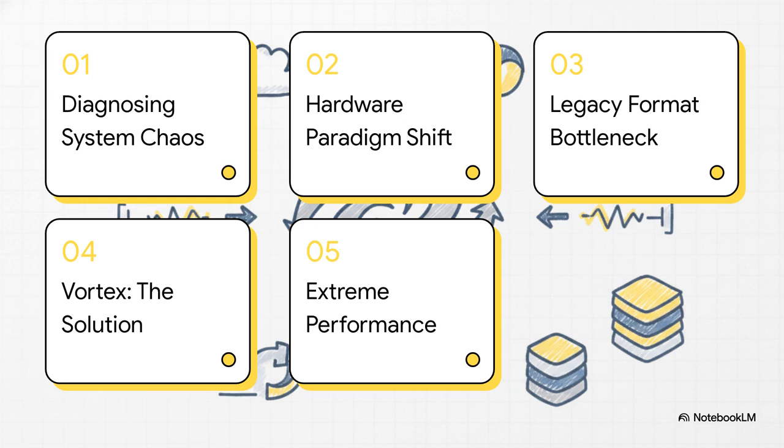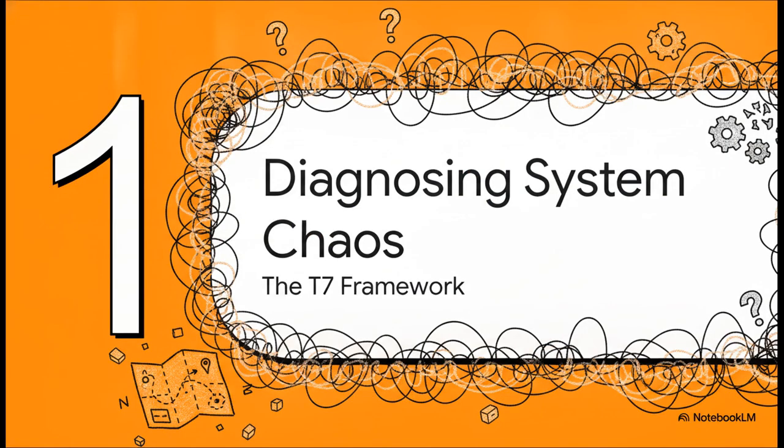We're taking a macro to micro journey today. We'll diagnose system chaos, cover the massive hardware paradigm shift, expose a legacy format bottleneck, dive into Vortex as the solution, and wrap up with some extreme performance benchmarks. All right, Section 1, Diagnosing Data System Chaos.